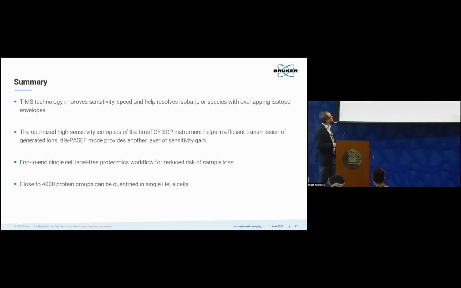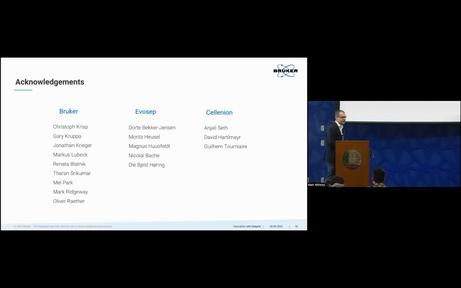I'm really running out of time, so I just wanted to quickly conclude that hopefully you can see that using trapped ion mobility can be really helpful for single cell proteomics in terms of resolving speed and resolving isotope overlap. SCP itself now has sensitivity where in a label-free approach we can achieve identifications of 4,000 IDs or more. So we can really do much deeper proteomics experiments. I will conclude, and thank you very much for your attention.